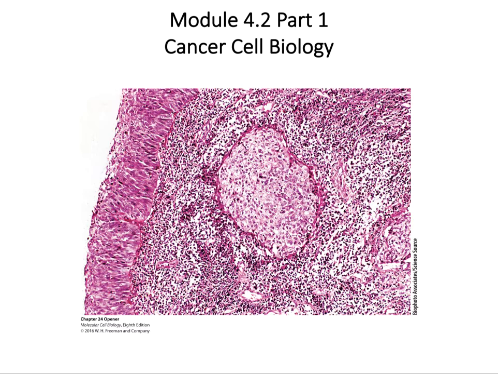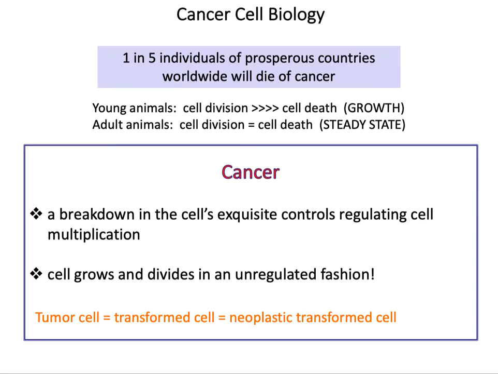Cancer Cell Biology, Part 1. In this last topic of this cell biology course, we are going to be focusing on cancer cell biology. And I first want to remind you of some statistics. So 1 in 5 humans in developed nations die of cancer. And this is quite a high number. But this is not why I'm focusing on cancer cell biology in this course.